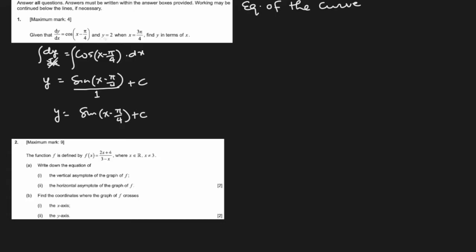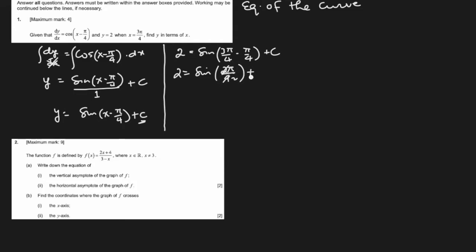This additional information, y is equal to 2, is to get the value of this c, and that's what we are going to do now. We'll substitute y equal to 2: 2 equals sine(3pi/4 - pi/4) plus c. So 2 is equal to sine(2pi/4). 3pi minus pi is 2pi. Because the denominators are the same, we can subtract, and 2 and 4 also cancel, so it becomes pi/2.